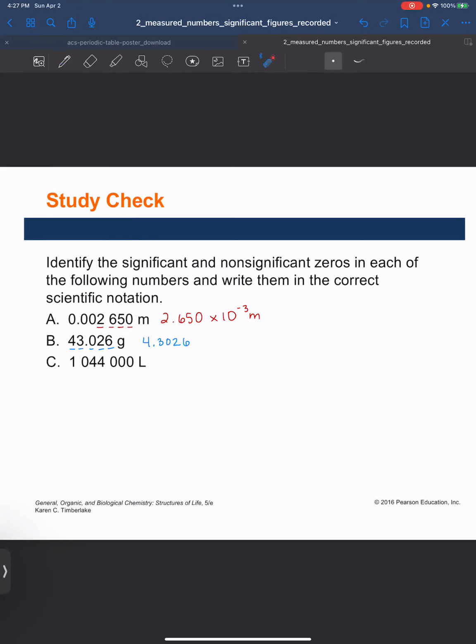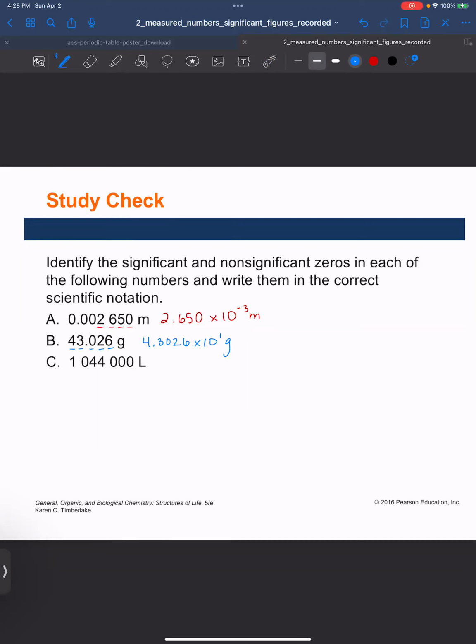4.3026. Remember, with scientific notation, you always have the decimal after the first non-zero number. The coefficient always needs to be between 1 and 10. And so this is 4.3026 times 10 to the 1 grams. Excellent.